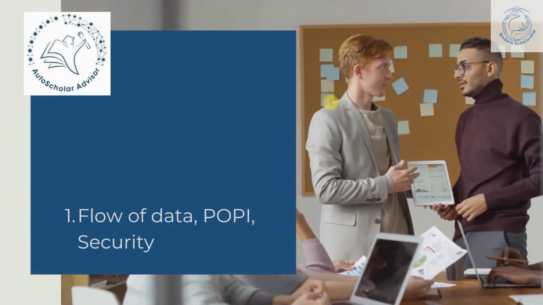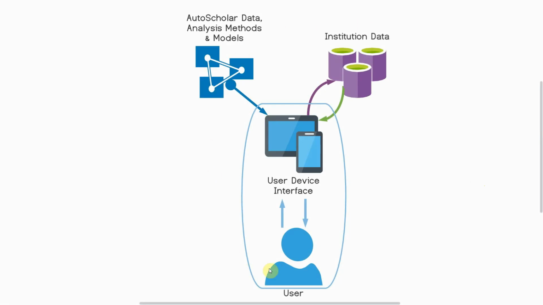Let's talk about the flow of data, POPI and security. This image shows a simplified view of the data flow. The user is operating a device in which an interface is rendered. Through the interface, the user can access analysis methods and models from the AutoScholar, as well as institutional data that user is allowed access to. We will expand on this simplified picture later. For now, notice that the flow of institutional data is only ever between the user and the user device. At no stage is institutional data shared with an AutoScholar server or staff member.